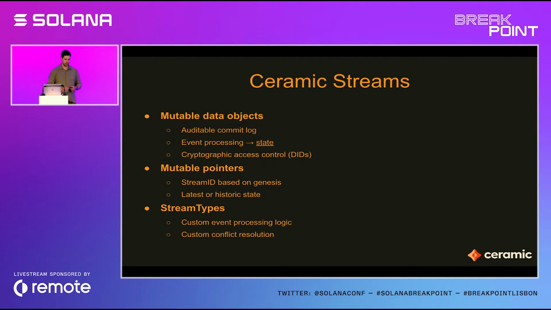So Ceramic's innovation is to have mutable data objects as a primitive, and that means having an auditable commit log. You see each change revision to the data, much like Git. And the event processing can represent the state, whether it's the sum or just the head or any specific commit you can access. And we're built on top of an up-and-coming W3C standard called Decentralized Identifiers. We've been actively involved in the W3C, the Decentralized Identity Foundation, and a few other standards bodies to help work on this technology.